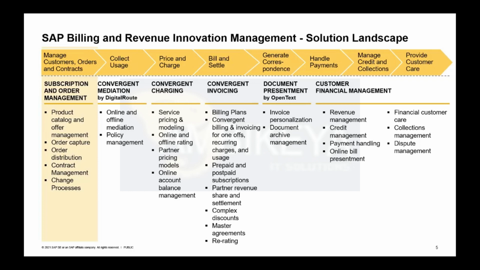We have different trainings behind. We have a convergent charging training. This is BR235. We also train convergent invoicing, which is BR245, and we have financial contract accounting, which is BR240. So if you're interested to go into deep process understandings, you can use the material in the learning room for that.